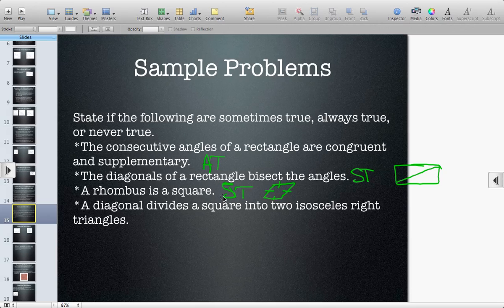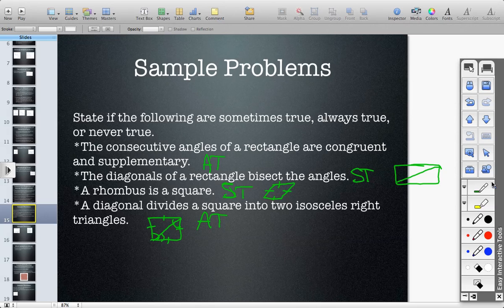A diagonal divides a square into two isosceles right triangles. If we have a square and a diagonal, we know that the angles have been bisected because that's the characteristic of the rhombus, and we know that the sides are all congruent to each other. So yes, we've created two isosceles triangles. That is always true. Hopefully you've had a chance to proof over your homework and see where you got those correct or corrections to be made.